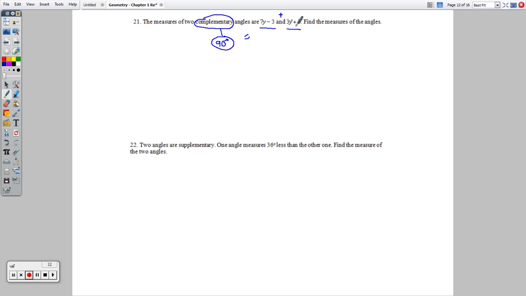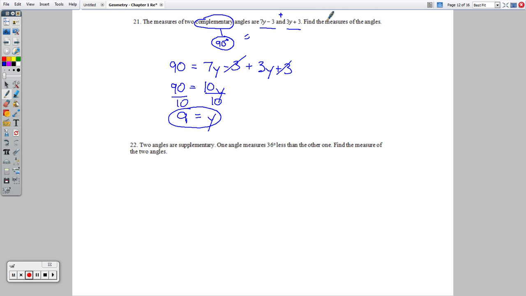So 90 has to equal this plus this. So let's write that out a little nicer. It would look like this, plus 3y plus 3. Could use parentheses if you wanted to. You don't really need them. Combine like terms, 10y, the plus 3 minus 3, they'll cancel each other out. Divide by 10. That means that y equals 9. Important information there, but not our final answer.